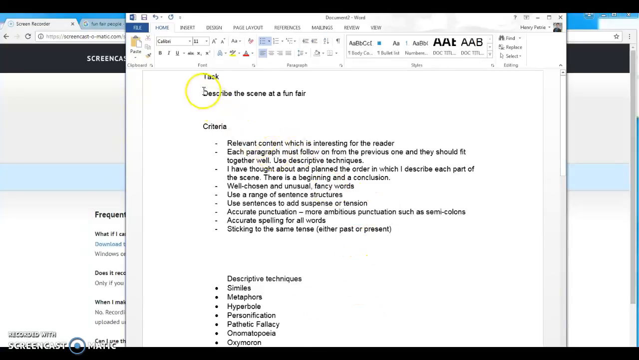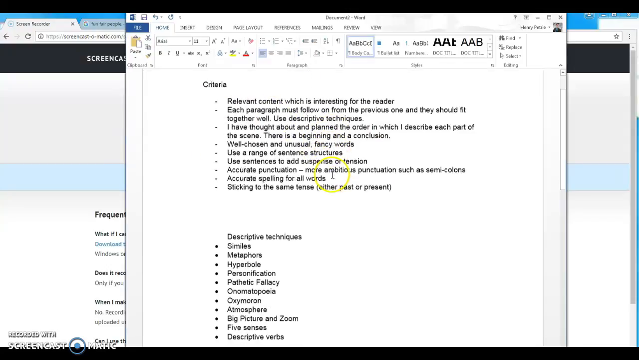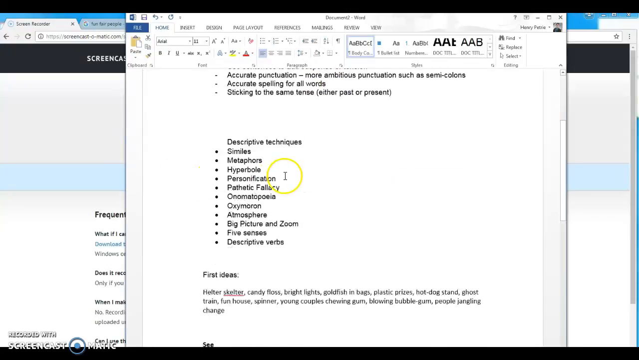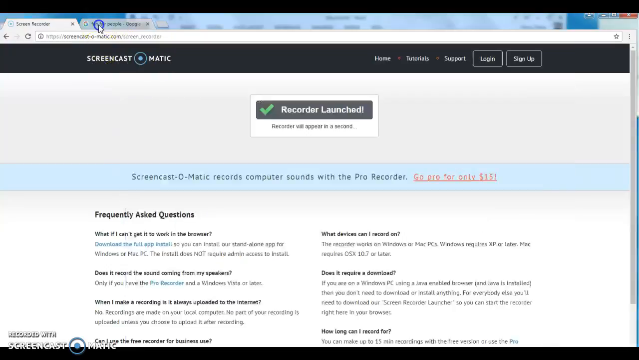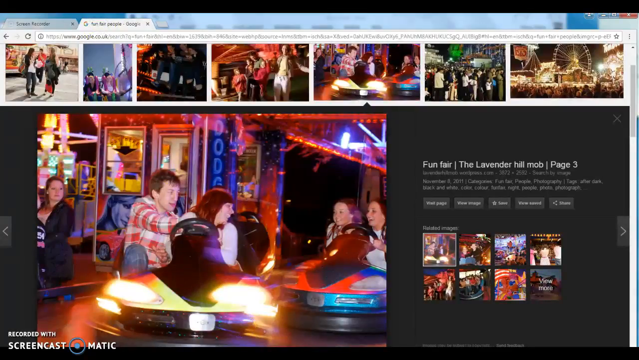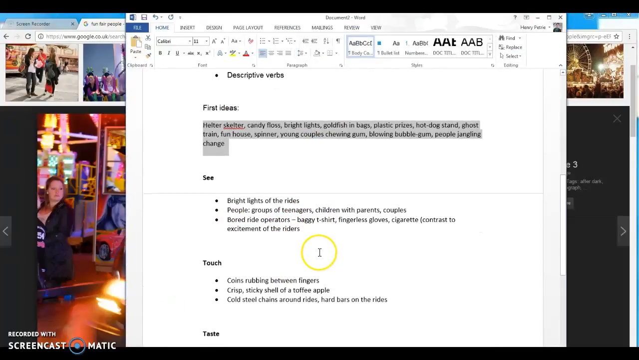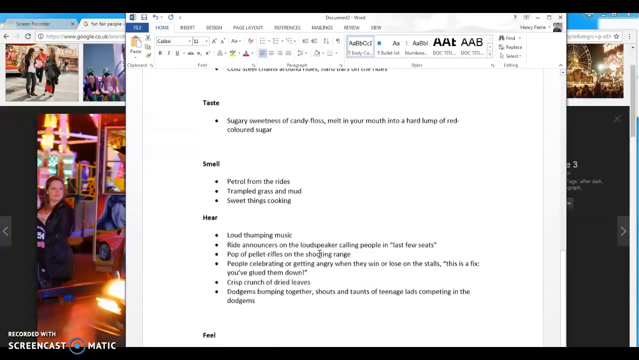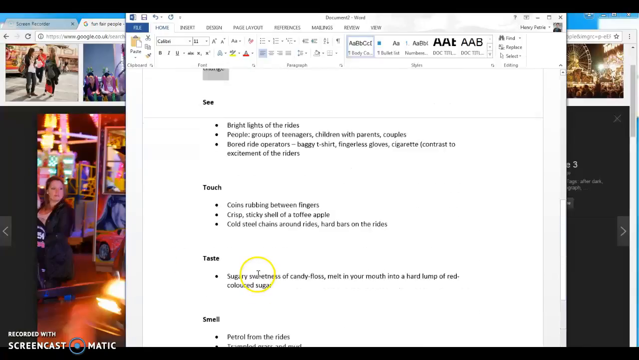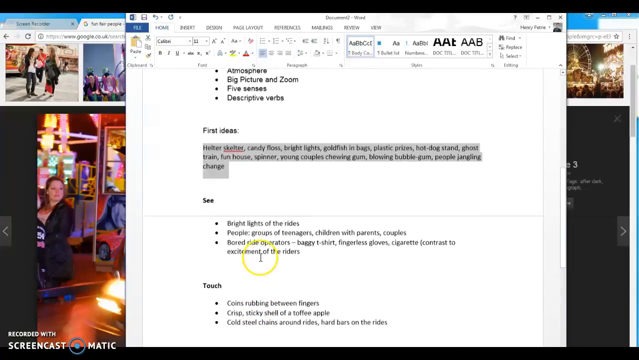So far, we had our task, so we were describing the scene at a fun fair, we looked at our criteria, and we thought about some of the descriptive techniques. I'd written down my first ideas and done a bit of research on Google Images. And then I started to think about breaking them down into the 5 senses, or I suppose the 6 senses because we include feel. So I think this is a good way to start with your planning.